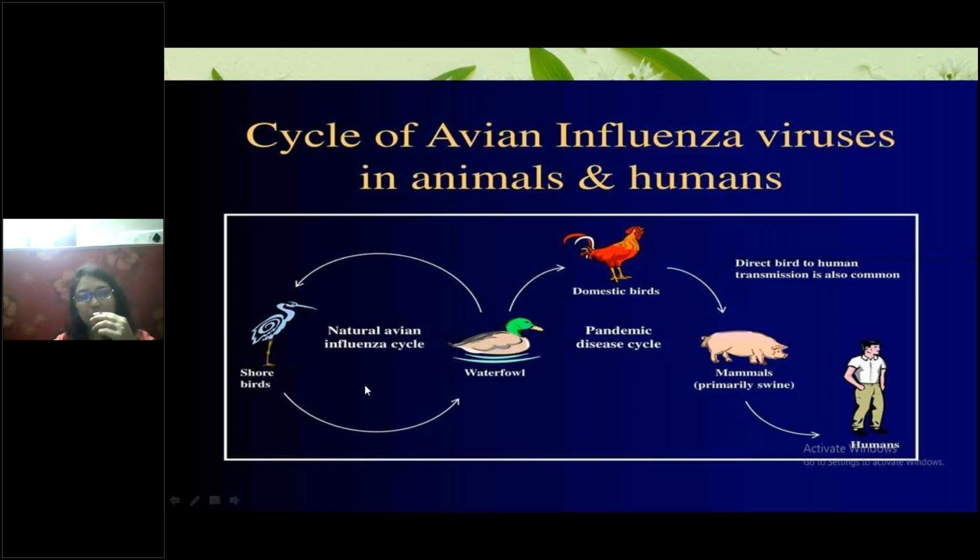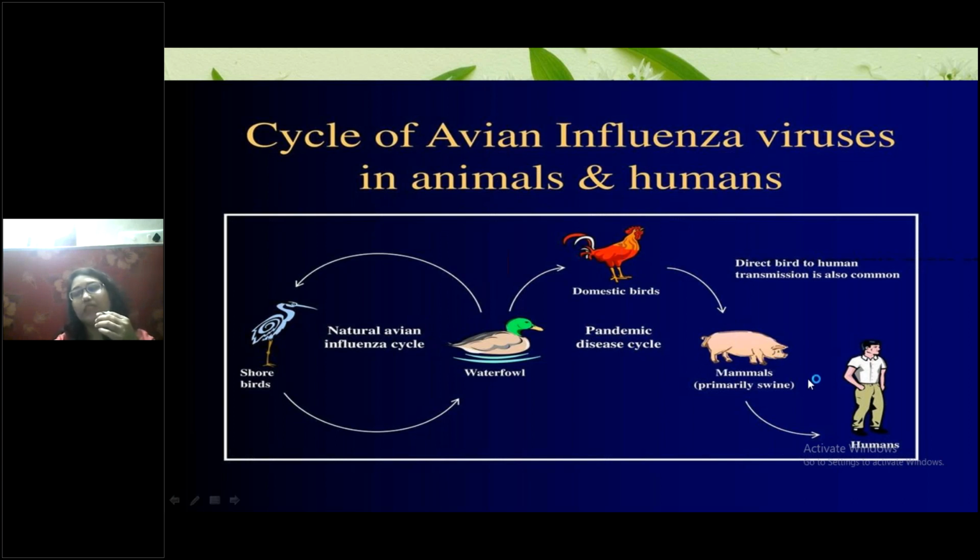And as you may be remembering, avian influenza, basically they are there in different birds. The birds from Siberia, other birds who stay in colder regions, and the virus is maintained in those lower temperatures, and they have a normal cycle with the waterfowl. So avian influenza has a normal influenza cycle, it's going on, but somehow it may be carried on to domestic birds in some cases, and in those cases it may lead to a pandemic disease cycle.